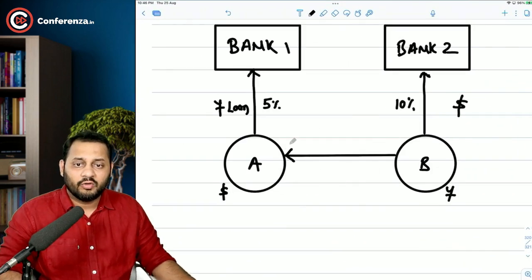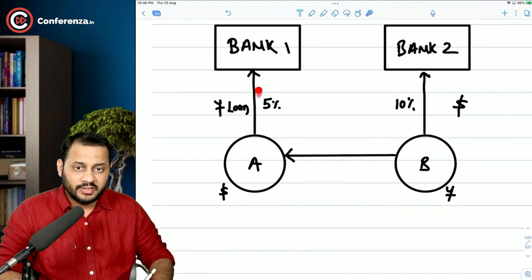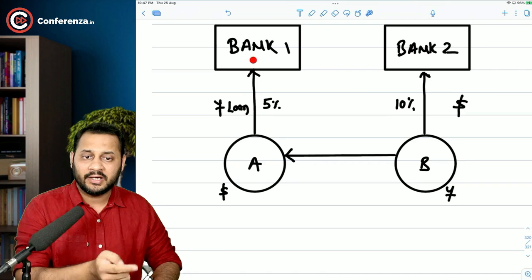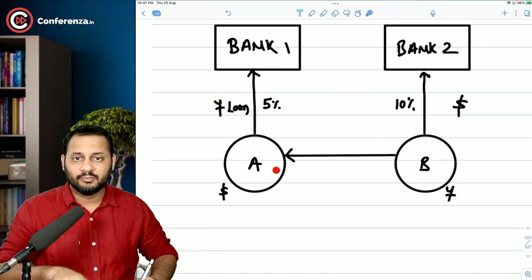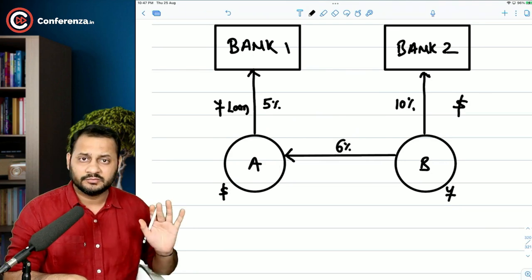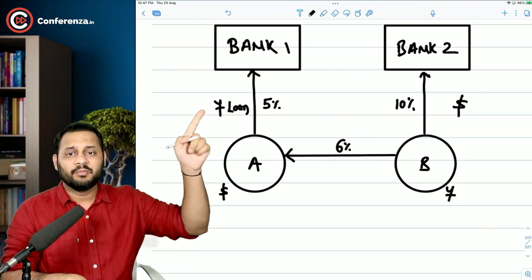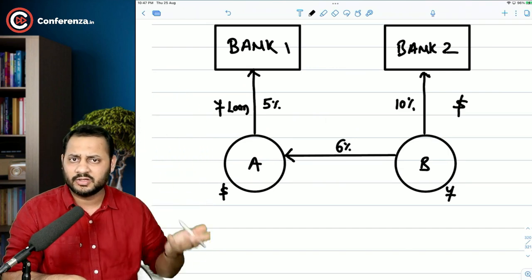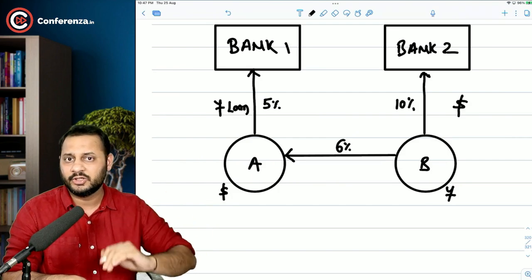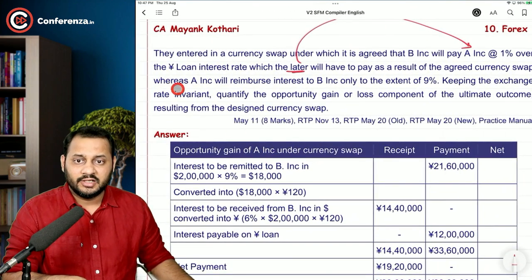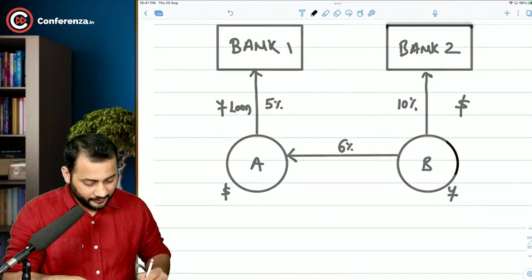It means that whatever A is paying, 5% to the bank, over and above what A is paying to the bank, B will give 1% more to A. That means 6%. Simple. B will give A 1% over and above what A is paying to the bank. So 5 plus 1, 6% will be given by B to A. That's the agreement. Now, whereas A will reimburse interest to B. Now A will pay something to B.